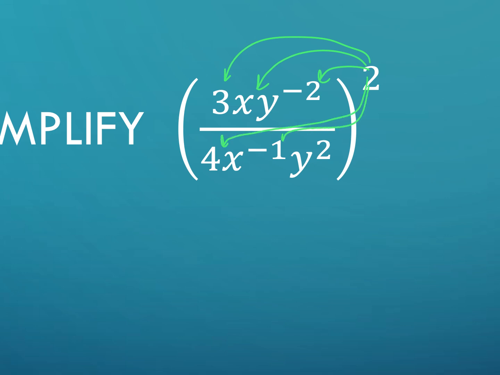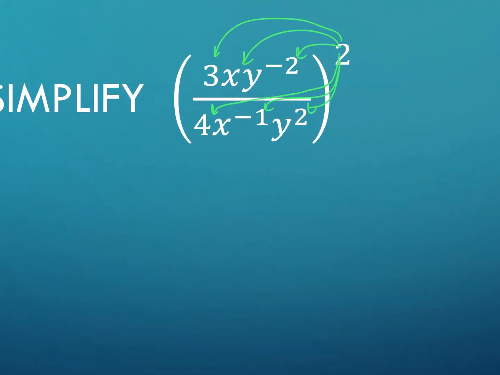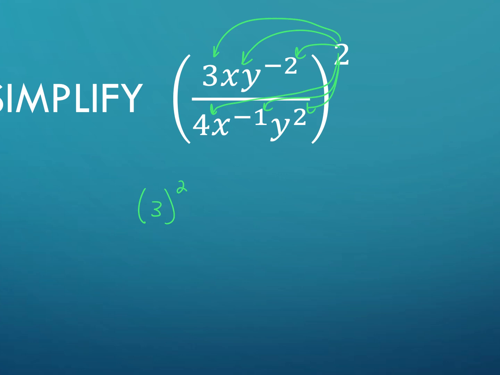Everything. Draw the arrows and say, don't forget. It goes to everything in the numerator, everything in the denominator, and then deal with it. So I have 3. I'm going to write my 3 in parentheses. It's positive. Who cares? Just make sure you understand that. So I have 3 squared, x squared, y to the what?